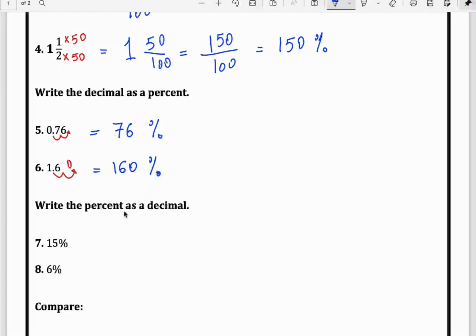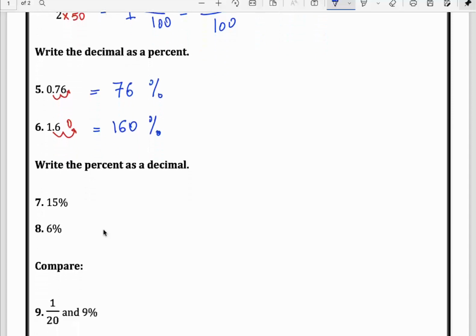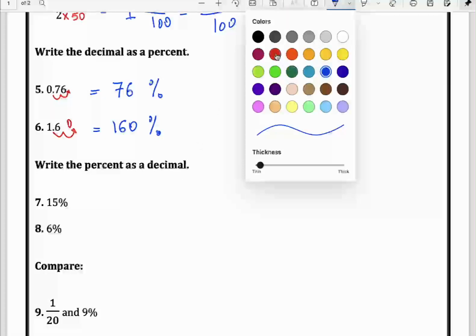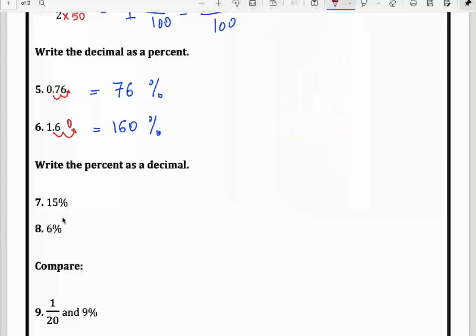For the next question, write the percent as a decimal. We'll do the opposite. So move the decimal point to the left 2 digits. If you don't have any decimal points, the decimal point is to the right here. So move it to the left 2 digits, 1, 2. So it will be to the left here. Since we don't have a whole number, the whole number is 0. And don't forget, we remove the percent sign.